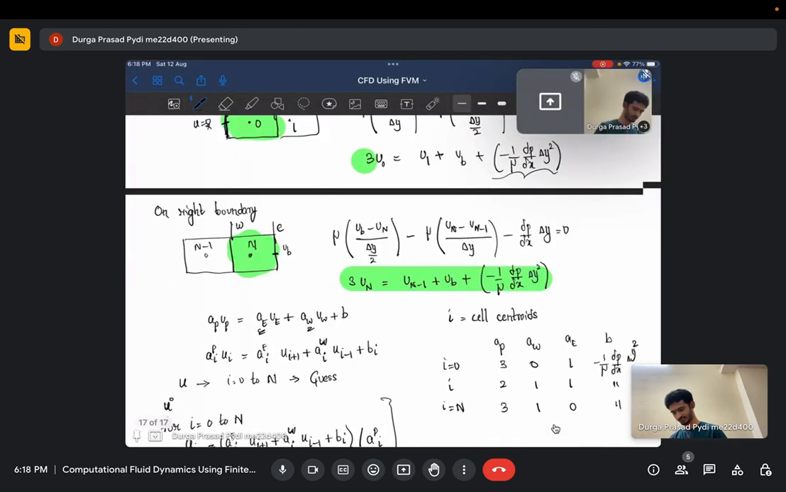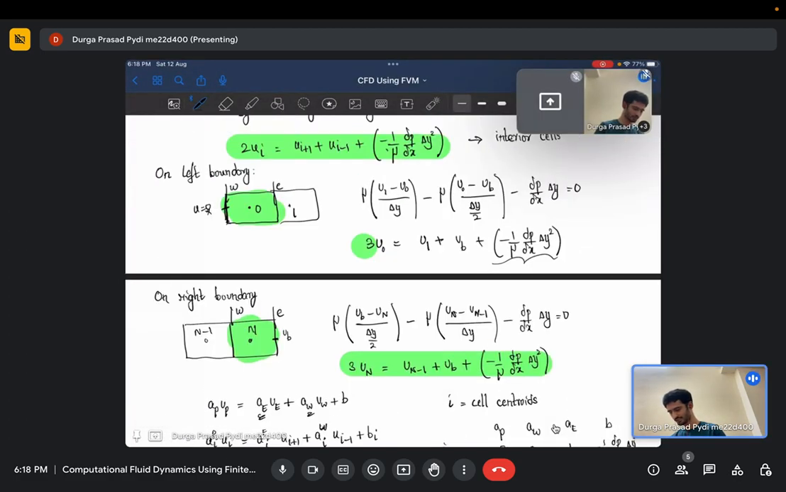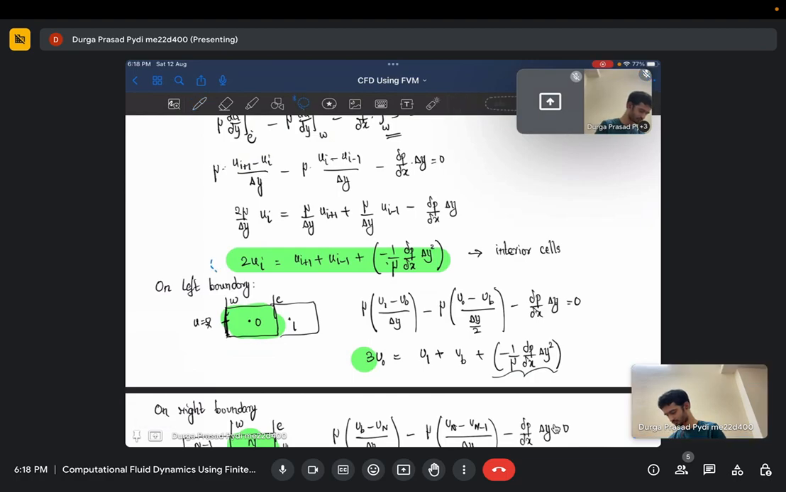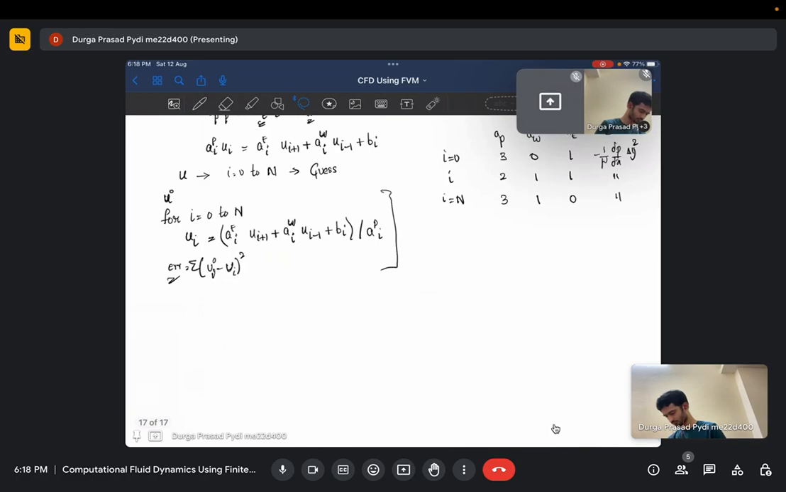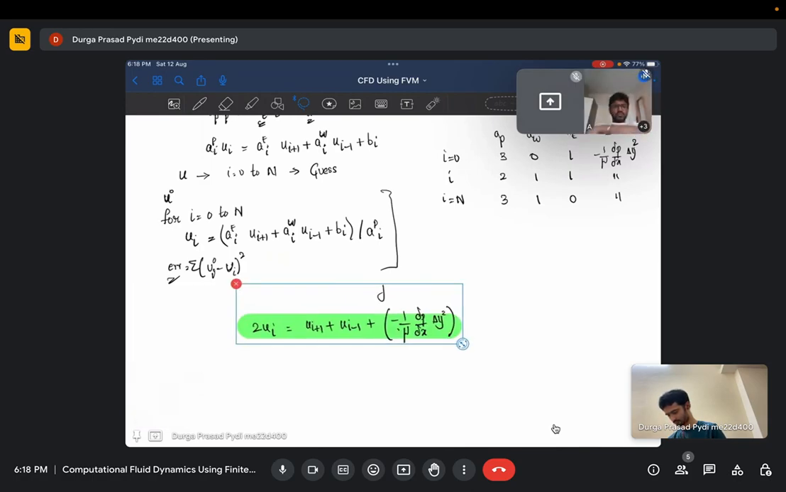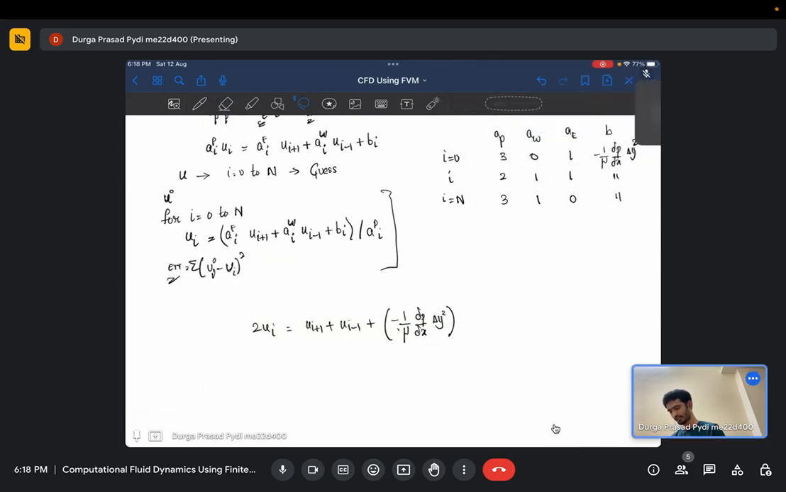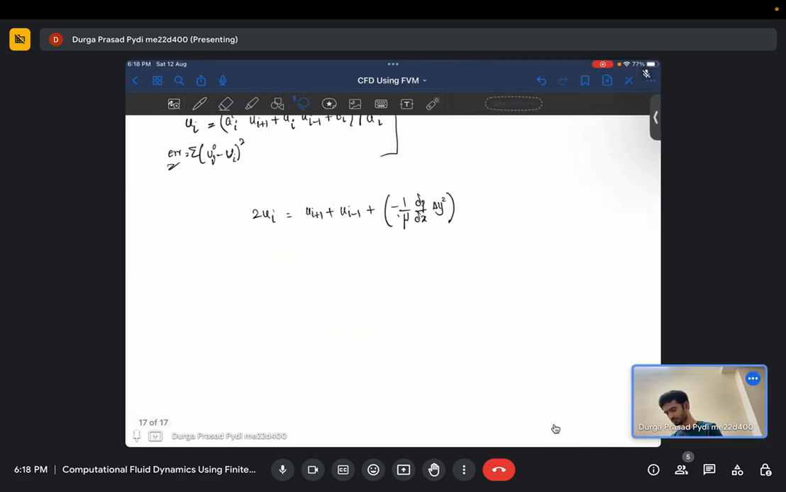So where is the equation? Oh, so this is the equation. So we'll just take the general equation. So yeah, this is what we did. Okay. Now what do you see here? As delta y tends to 0. If delta y tends to 0, what is happening?